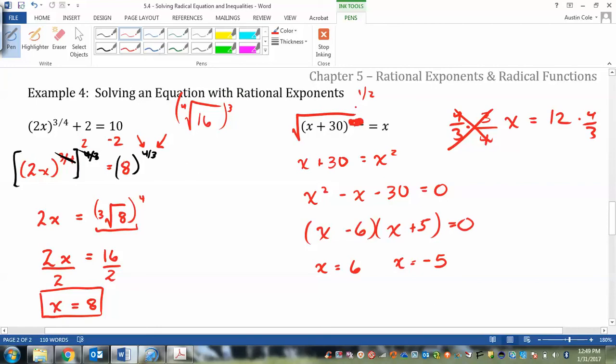Okay, so to answer Tristan your question, it says, do we need to check our answer? You do. Because a radical could be as a rational exponent. So if I plug in 6 here, 6 plus 30 is 36. The square root of 36 is 6. Does that work? It does. If I plug in negative 5, negative 5 plus 30 is 25. Square root of 25 is 5, so I get 5 equals negative 5. That doesn't work.